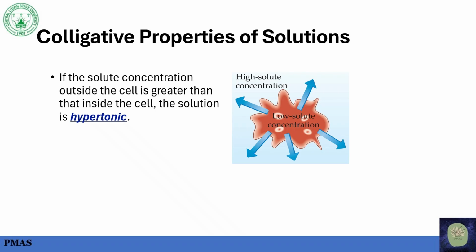Next, if your solute concentration outside the cell is greater than that inside the cell, the water will flow out of the cell. So it is called a hypertonic solution. Since there is high solute concentration outside, the water, or the solvent, will move out of the cell, causing the cell to shrink. This is the principle used in, for example, making pickles.